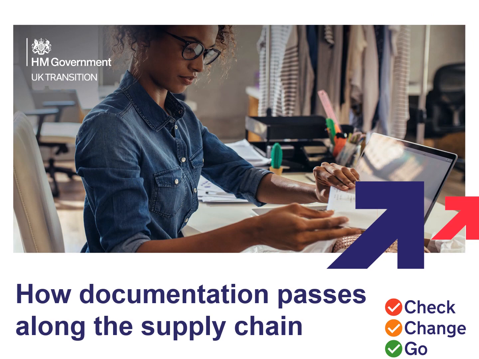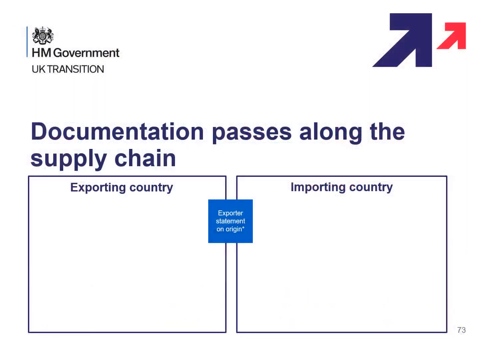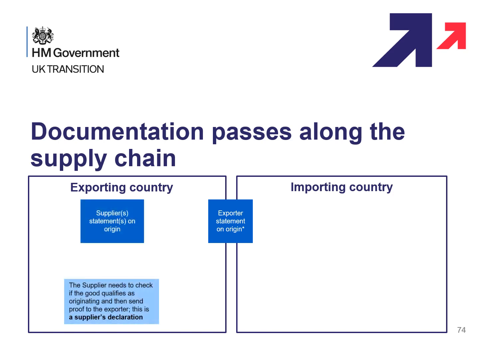Before we end the webinar, we thought it would be useful to show you how documentation passes along the supply chain. First, the exporter must provide a statement on origin declaring the goods that are originating under the terms of the Trade and Cooperation Agreement, the TCA. In some cases, this requires a supplier's declaration, a separate declaration sent by the supplier or producer to the exporter. This would be because the exporter needs more evidence, such as information on the originating status of materials used in its production.